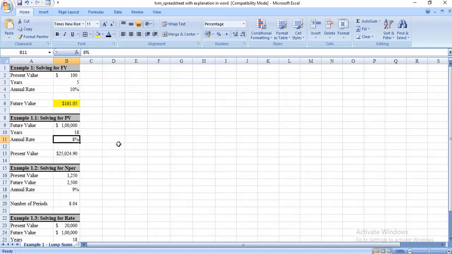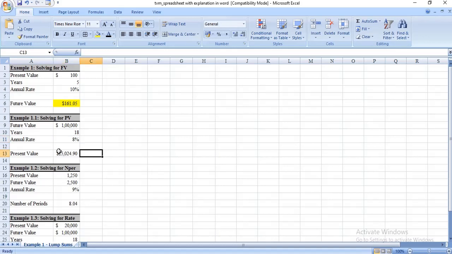Like you need a certain amount in the future. Here in this example you need $1 lakh after 18 years, maybe for your children's higher education, or maybe for some other purpose, right? You have 18 years with you, and the current rate of interest is 8% on the investment avenue you are thinking about. So now how much amount do you need to invest today, so that after 18 years you are getting $1 lakh in your hand? How many dollars should you be investing now?